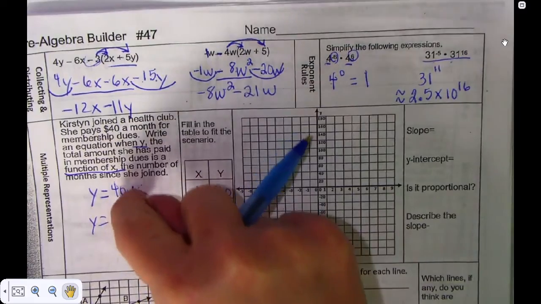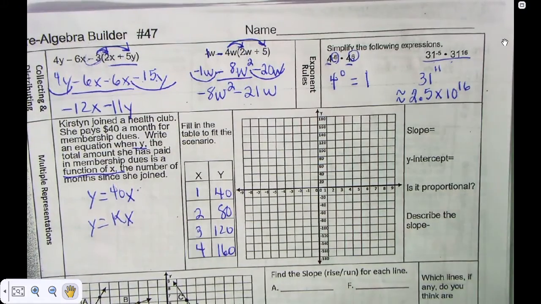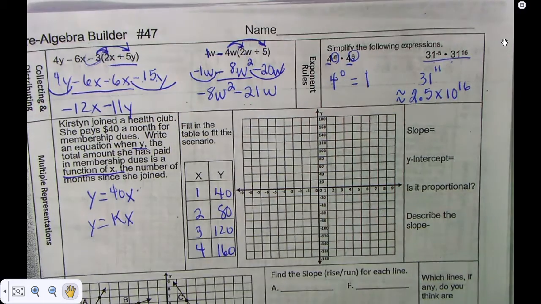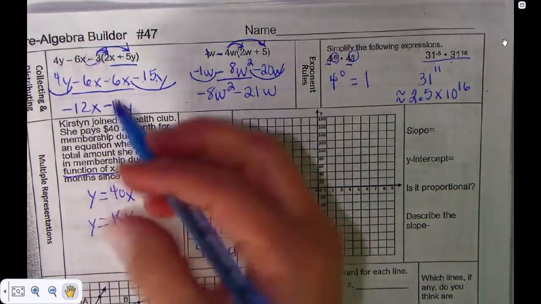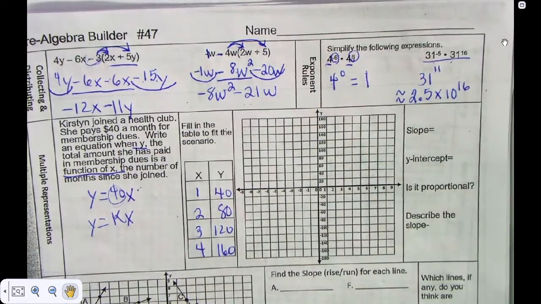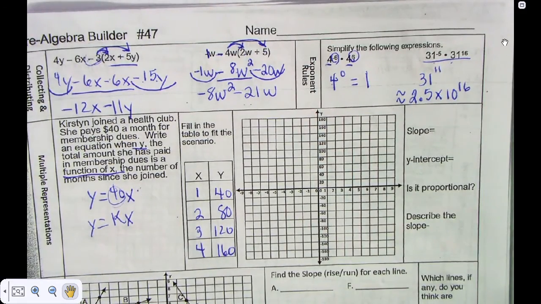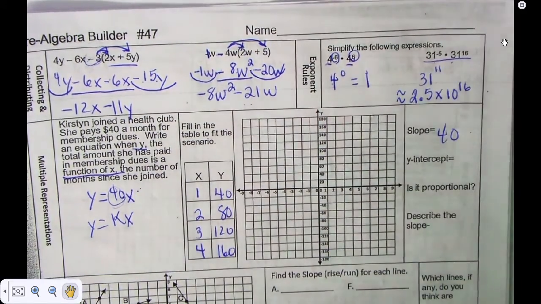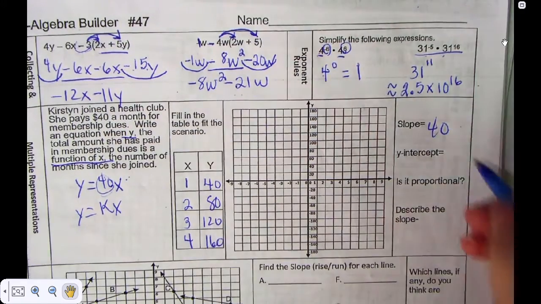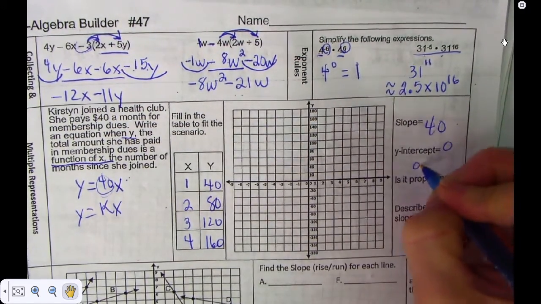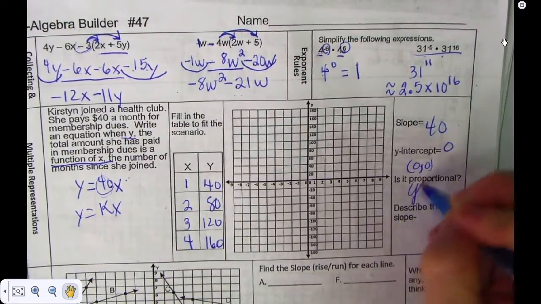But right here, it's also the 40 is also the slope and rate of change. When it's proportional, guys, that 40 has every name that we've learned. So the slope is 40. What's the y-intercept? 0 or 0, 0. Write it both ways. Y'all said it was proportional.